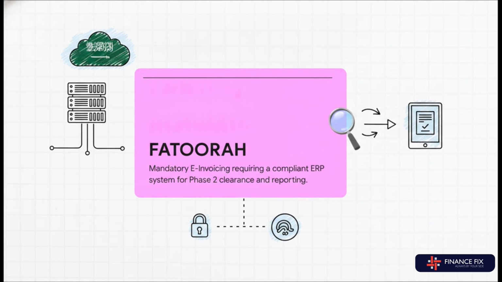While you're setting all this up, you're going to hear the word fatura thrown around a lot. What does it actually mean? It simply refers to the mandatory e-invoicing system. Basically, you have to use approved ZATCA-compliant ERP or accounting systems that are fully equipped for Phase 2 clearance and reporting. You can't just use some basic off-the-shelf invoicing app. It absolutely has to meet ZATCA's rigorous standards.